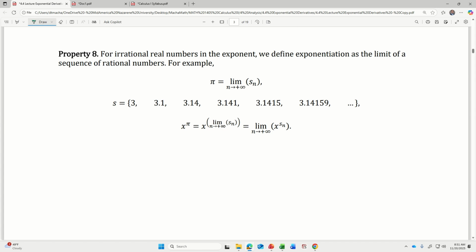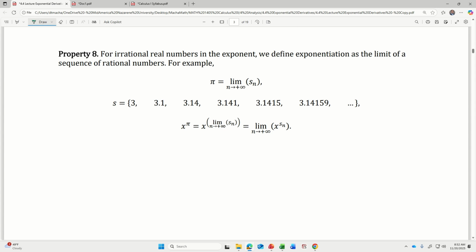And I can create the sequence of rational numbers 3, 3.1, 3.14, 3.141, 3.1415, 3.14159. And if this is an infinite sequence, and you can see where I'm going with this, then it's going to converge to pi. So pi is the limit of this sequence. And the way I would calculate x raised to the pi power, where pi is an irrational number, is I could take the limit as n approaches infinity of x raised to these.